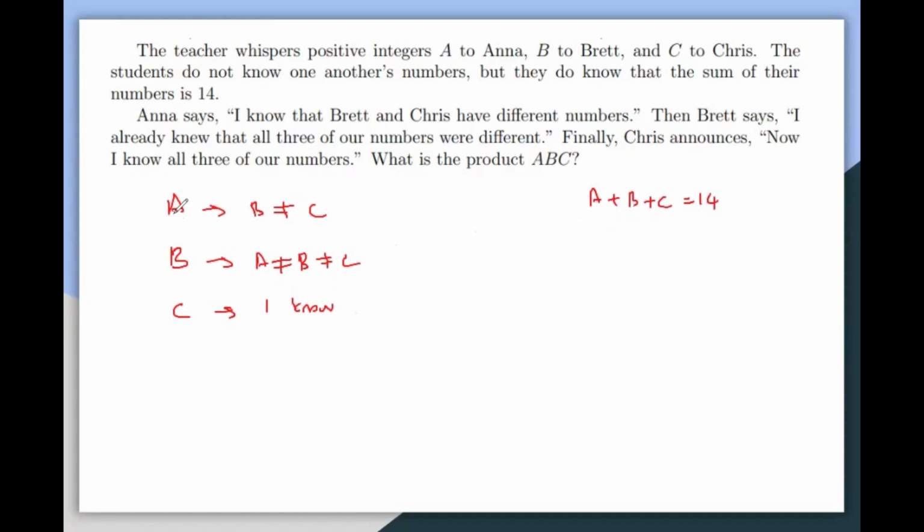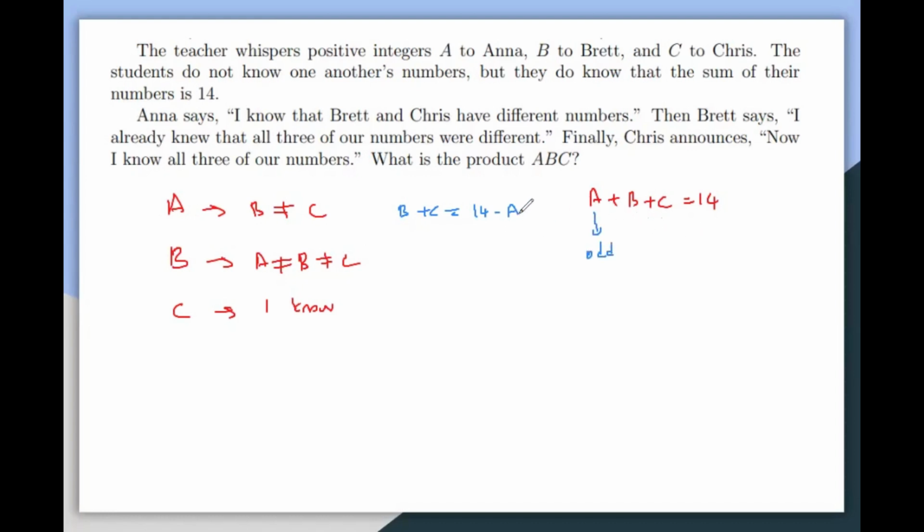Since person A, Anna, says B and C are different, can she actually say that? Think about this: B plus C is equal to 14 minus A. If Anna knows the number A, then 14 minus A is known. The only way she can say that B and C are different is if 14 minus A is an odd number, because if 14 minus A is even, then you can split it equally between B and C. So there's no way for Anna to say they are different. The only way she can say that is if A is an odd number, which is our first option.